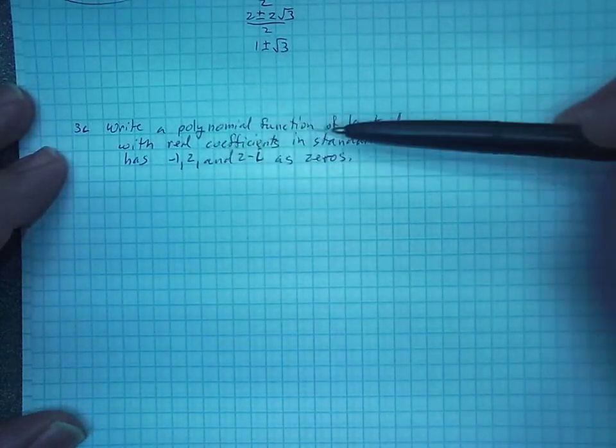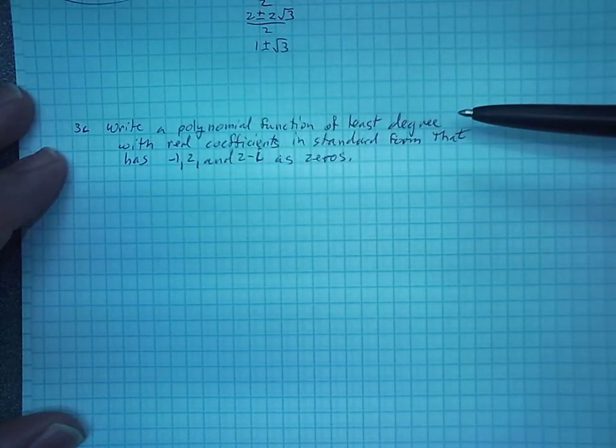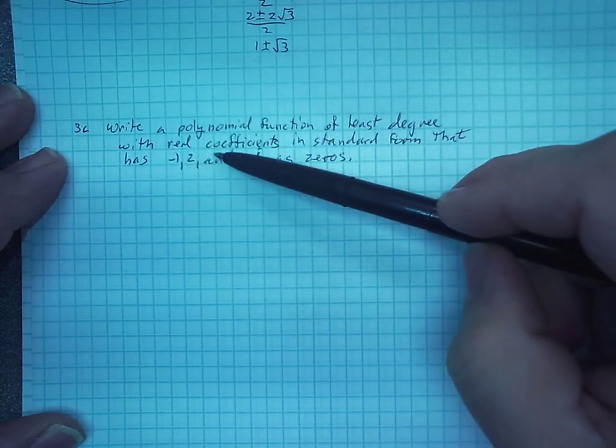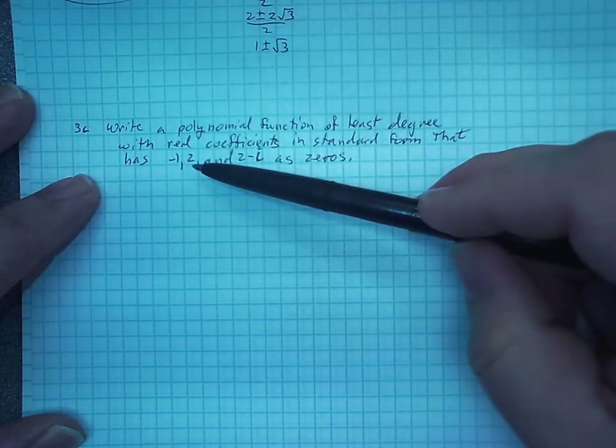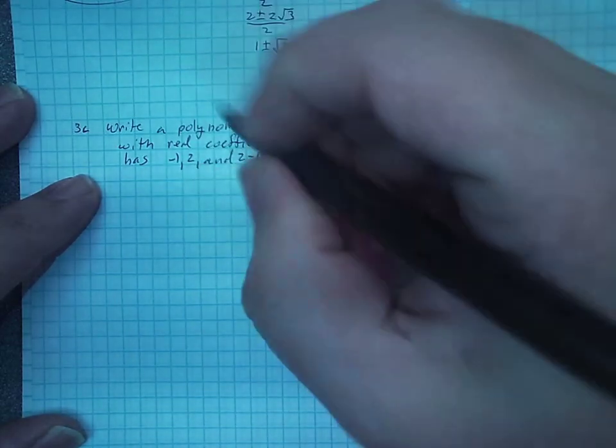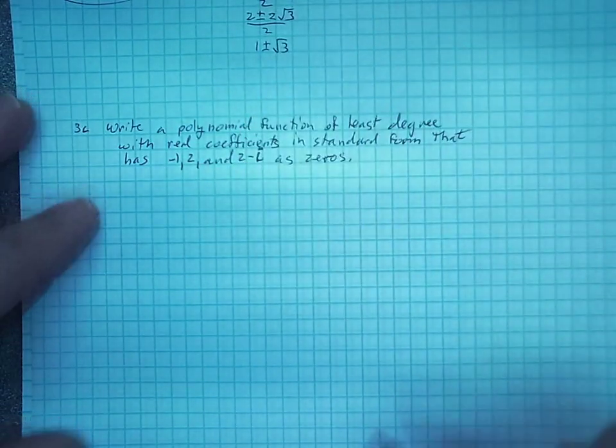Okay, we're going to do the same thing now, but in reverse. We're going to write a polynomial function of least degree, the smallest we can, with real coefficients in standard form that has these as zeros. That's negative 1, 2, and that is 2 minus i. It's a little bit messy there.